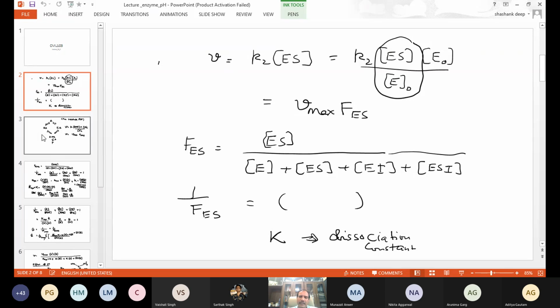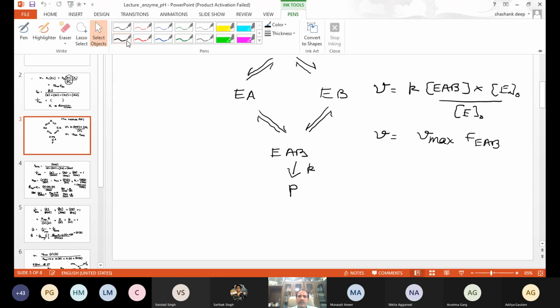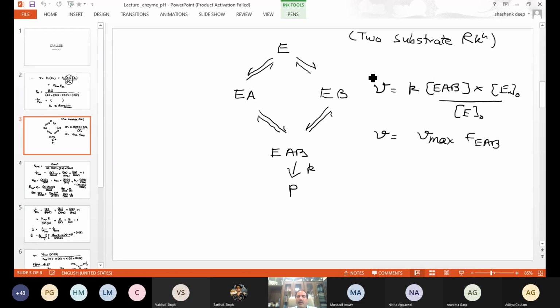Okay, so let us think about this case, a two substrate reaction. Till now we have discussed one substrate. So suppose there are two substrates A and B, and this is the reaction: E gives you EA, E gives you EB, and either EA reacts with B to give EAB, or EB reacts with A to give EAB. And then finally from EAB, the product is formed with the rate constant K, or K2 you can write.